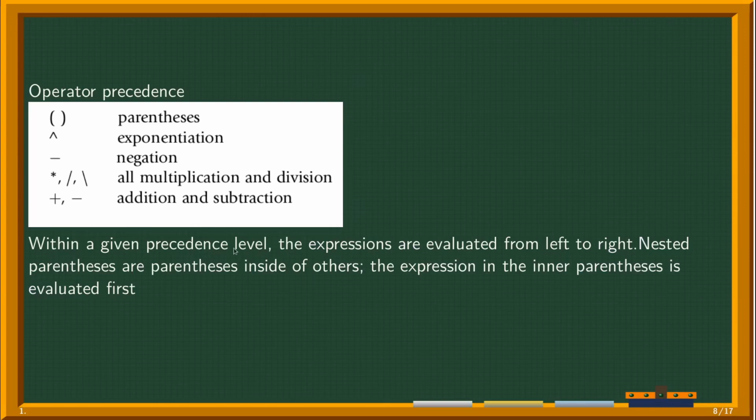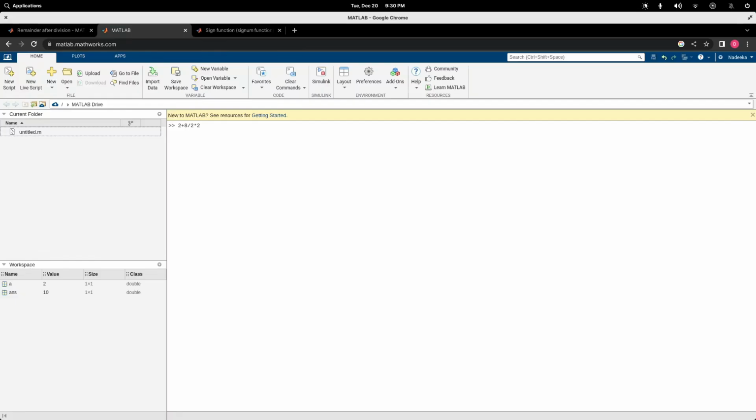If we have the same precedence, expressions are evaluated from left to right. So for example, again let's look at an expression. Here we have plus, division and multiplication. We know division and multiplication go first. Multiplication and division are of the same level. If I do the multiplication first, 2 times 2 is 4, then I divide 8 by 4, I get a 2. 2 plus 2 is 4. But if I do the division first, I get 4. 4 times 2 is 8. 8 plus 2 is 10.